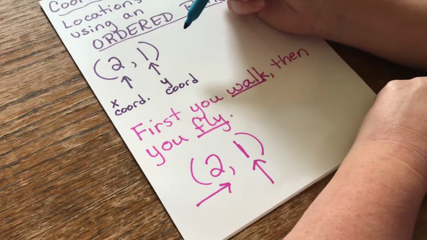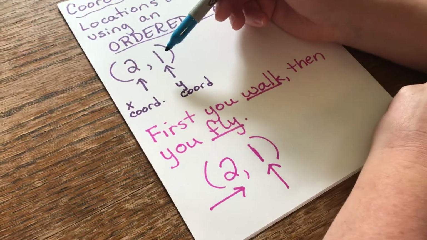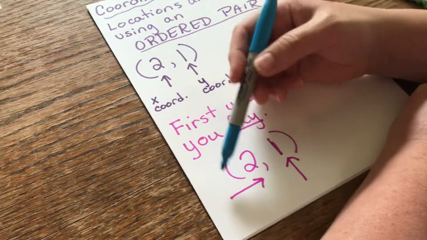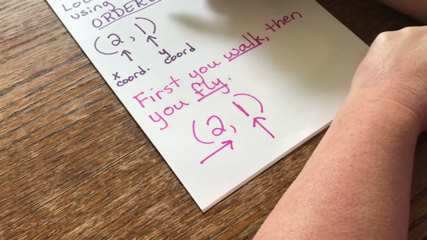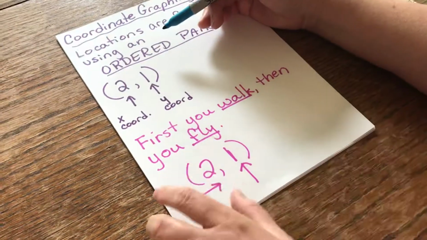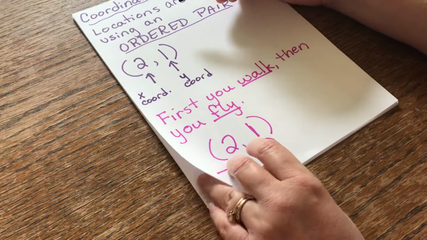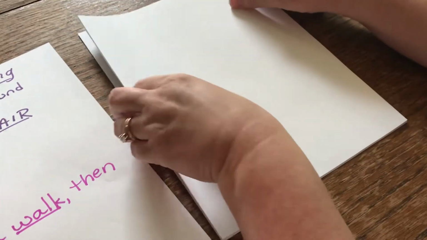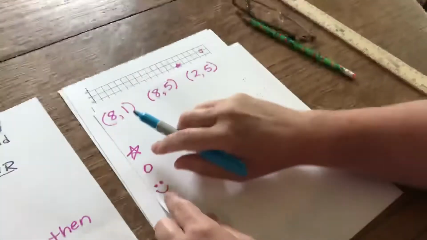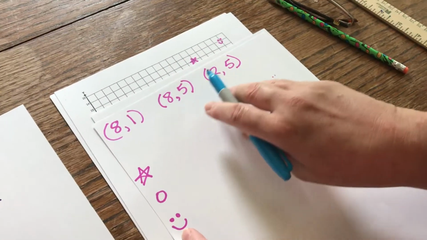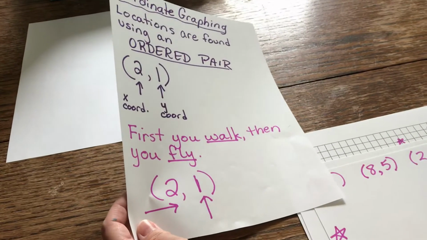When you're putting coordinates on a graph, the first one tells you how far to go over on the graph. The second one tells you how far to go up. The way I remember that is first you walk and then you fly. Now some of you might be wondering what I'm talking about if this is not something you've explored on IXL yet. So let me show you. Let's say we had the ordered pairs 8, 1; 8, 5; 2, 5; and just for fun, let's throw in that first one that we had as well, 2, 1.